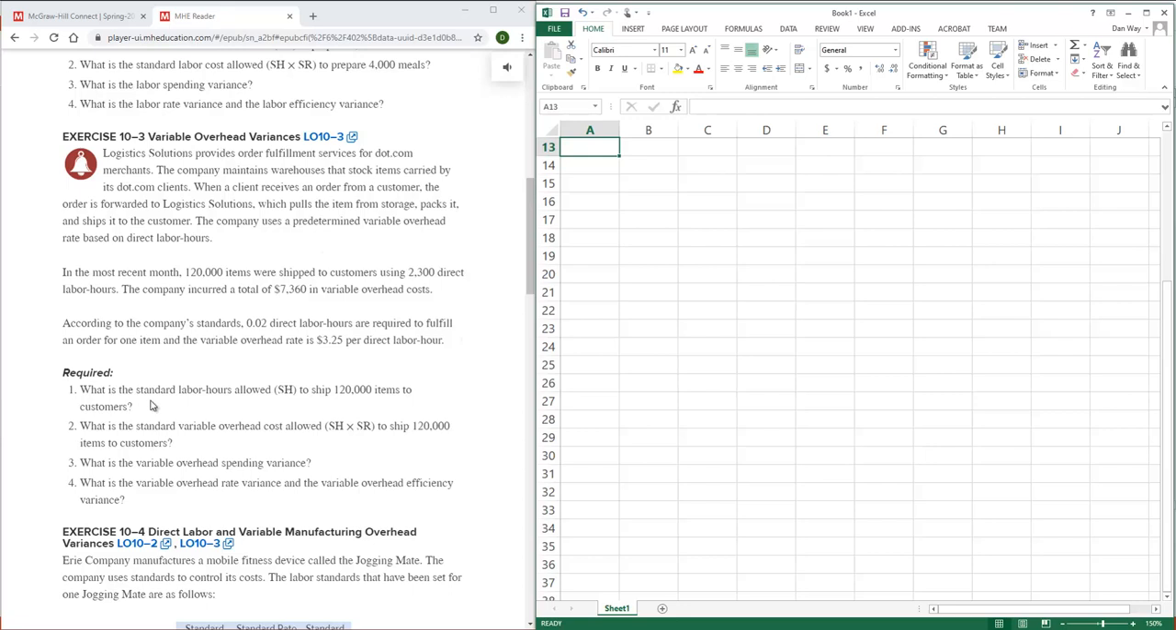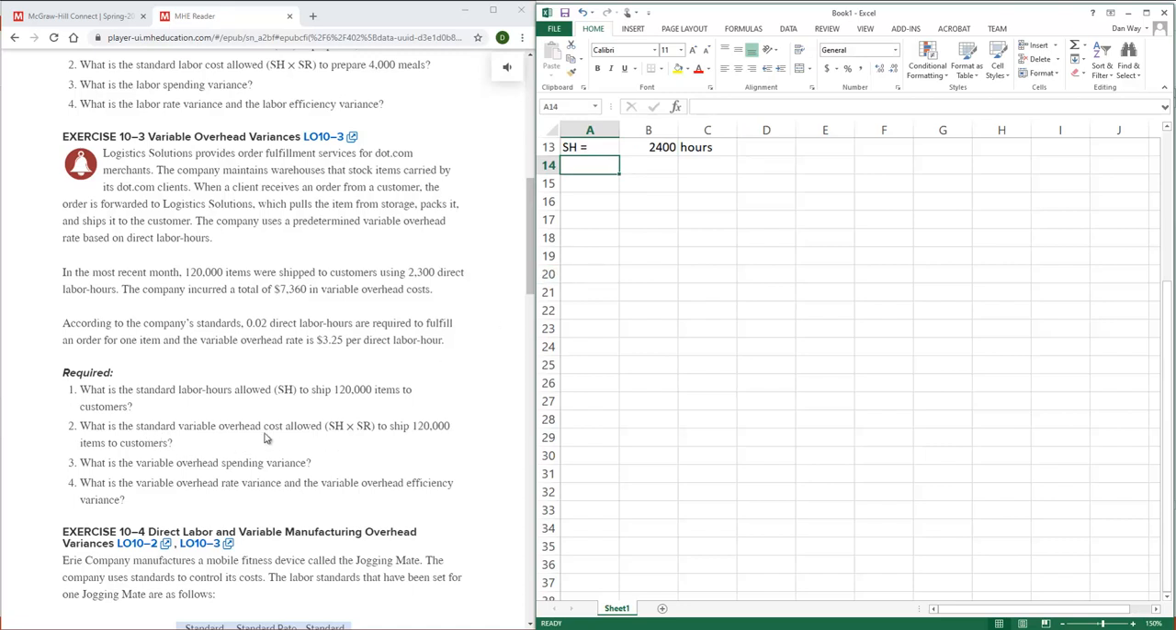So the first item said, what's the standard labor hours allowed to ship 120,000 items? So standard hours, we know we're shipping 120,000 items, and we think on average, or that should take 0.02 labor hours per item to fill these orders. So our standard hours for that actual quantity is 2,400 hours.